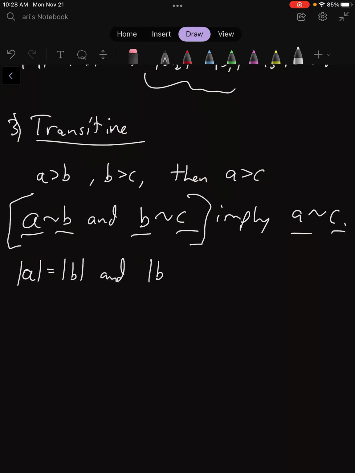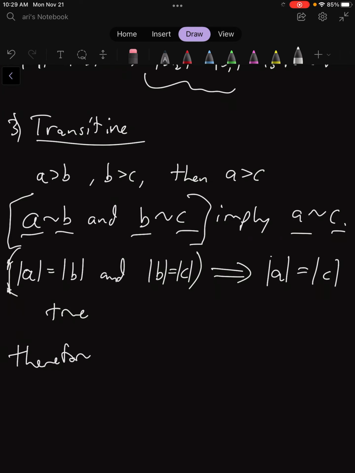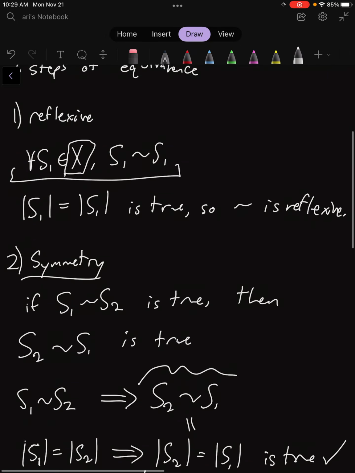and the cardinality of B equals the cardinality of C, and that implies, put all that in parentheses, so we're using both things, and that implies that the cardinality of A is equal to the cardinality of C, and true, therefore tilde is an equivalence relation on X. And that's the set that we're working with. We're taking subsets of X.